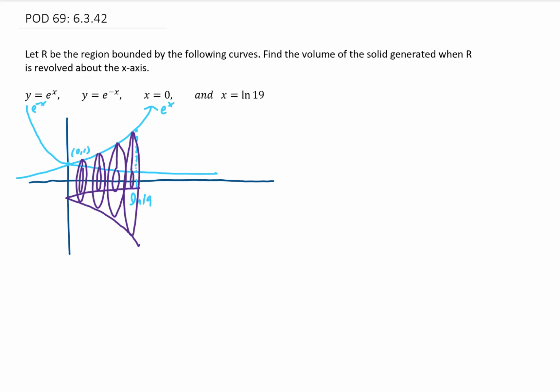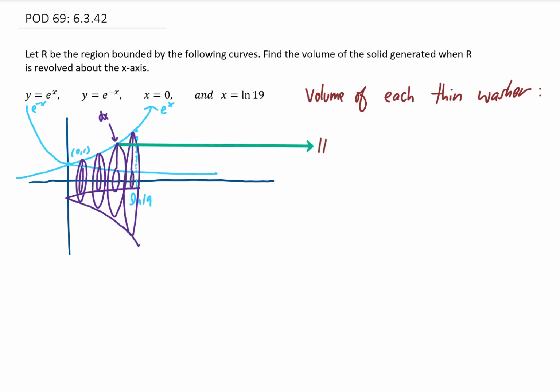Anyway, you'll notice that each one of these slices has a thickness of dx, so we're going to be integrating with respect to x at some point. And we need to find the volume of each one of these little washers with a thickness of dx. Well, each washer is made up of a bigger circle with a smaller circle removed from it. So the volume of the bigger circle is going to be pi times the bigger radius squared. That's going to be pi times e to the x squared in this case, times the thickness of that washer.